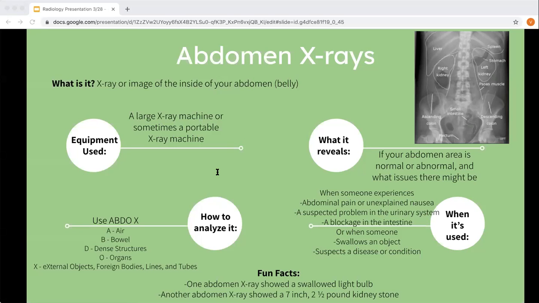To end off abdomen x-rays, let's discuss some fun facts. First, one of the weirdest things found on an abdominal x-ray was a light bulb in a man's large intestine. Also, another abdominal x-ray showed a 7-inch kidney stone that weighed 2.5 pounds. Keep in mind that kidney stones are usually considered large if they're over 5 millimeters. That covers abdomen x-rays, and now we'll talk about how to prepare for different scans.